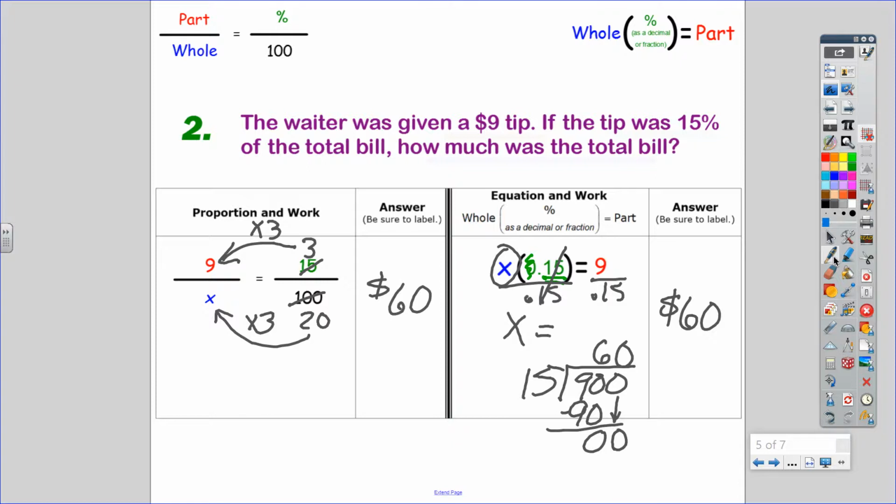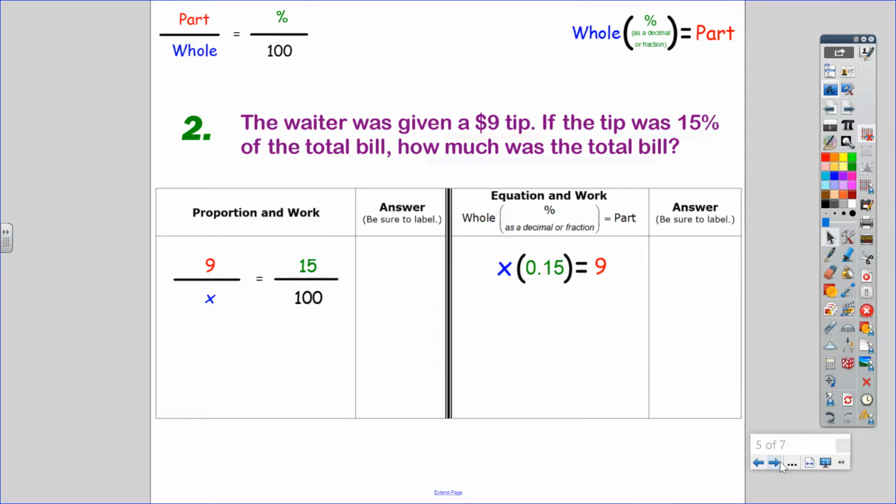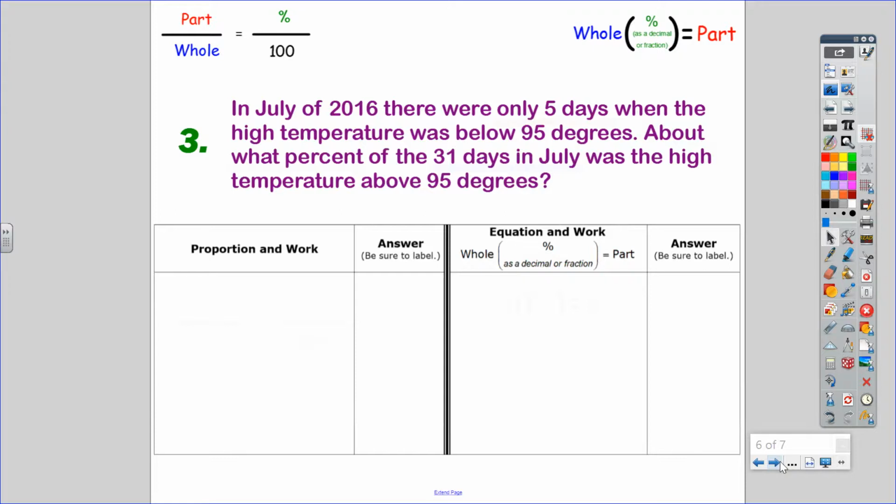So when you're given the whole and the percent, the equation works great. But when you're not given the whole and the percent together, and you have to go find one of those, it might make it a little more complex. You can choose which method you like. All right, here's the next one.